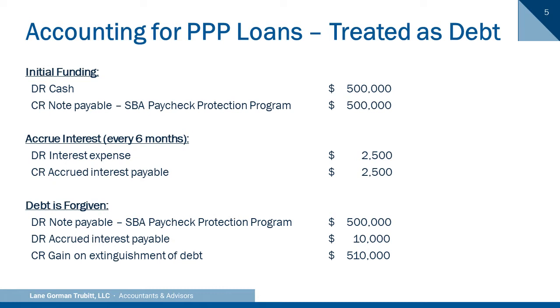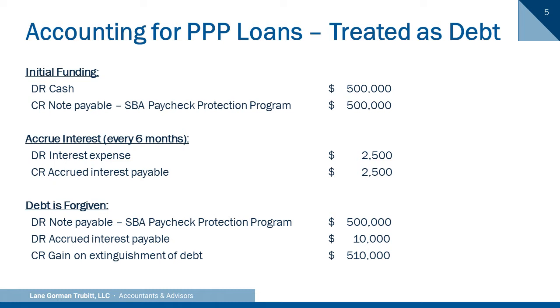So on initial funding, you debit cash for $500,000 and credit the note payable for $500,000. Then, as we calculated the interest, you debit interest expense and credit accrued interest payable for $2,500 for each 6-month period. So you multiply the $2,500 by 4, and that gets your total interest of $10,000.